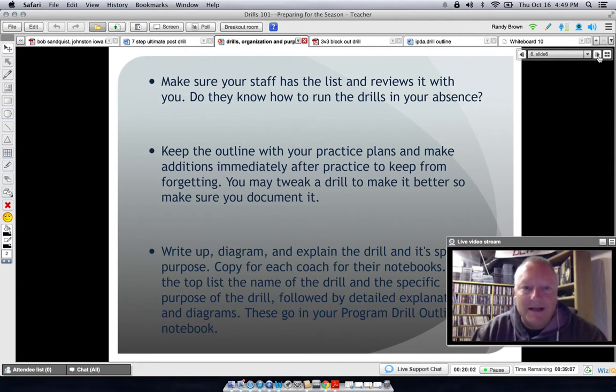Don't wait till the end of the season because you're going to forget on December 1st how you wanted to eliminate that drill. So always have it handy. Put it in the same notebook that you put your practice plans in. And always be tweaking drills. Always be making notes on how you can make a drill better.